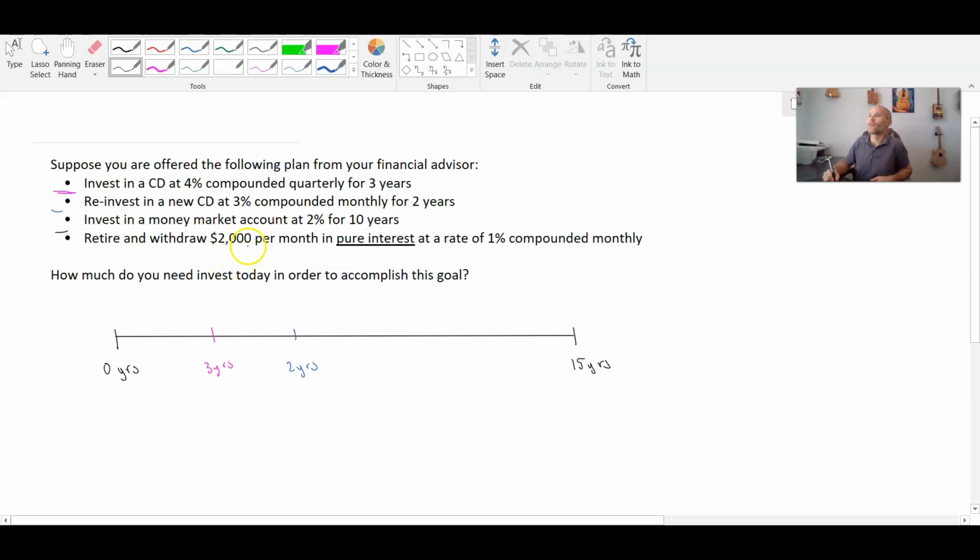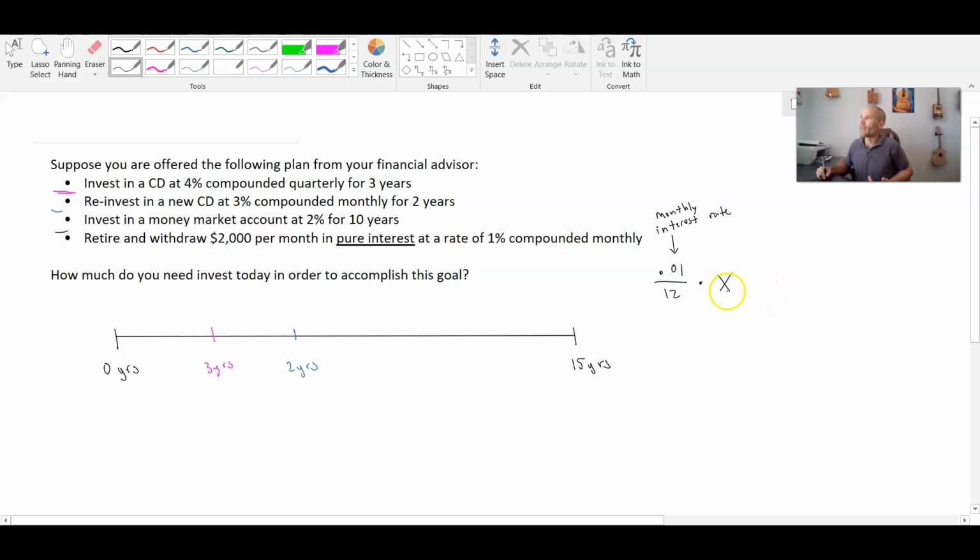Well, the first thing we have to figure out is for me to be able to withdraw $2,000 per month in pure interest at a rate of 1% compounded monthly. So 1% compounded monthly is going to be 0.01 divided by 12. That's going to be our monthly interest rate. Okay, but the interest that's going to be applied to is some amount. I don't know what that amount is. I'm just going to call it X.